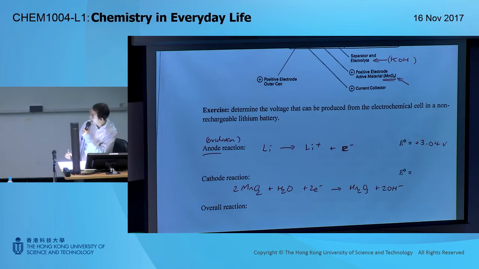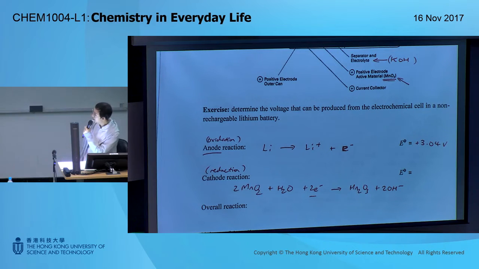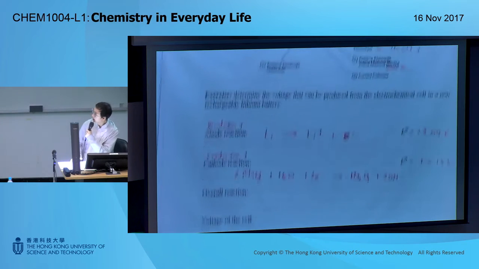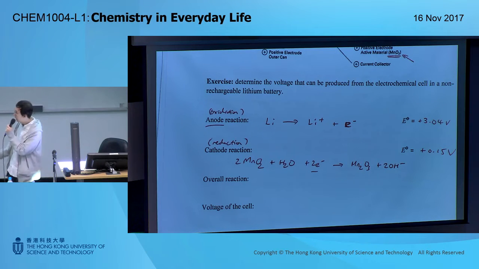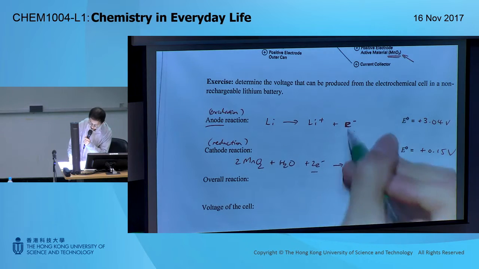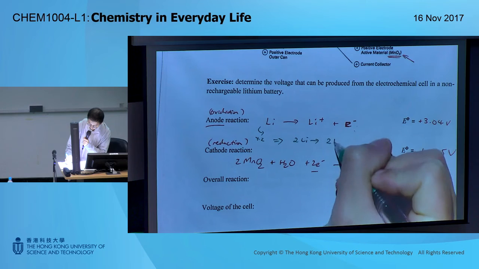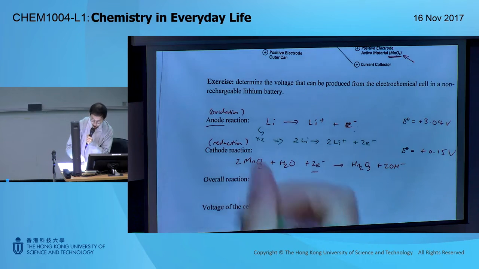So this is our cathode reaction. Of course, remember this is the reduction. So we have to gain electron. E value is from the table plus 0.15 volts. So to deduce the overall reaction, we have to make sure the number of electrons is balanced. So we can cancel out the electrons term. So to do that, we have to multiply the top equation by 2. Okay, and then we can add the two equations together to give us the overall equation.